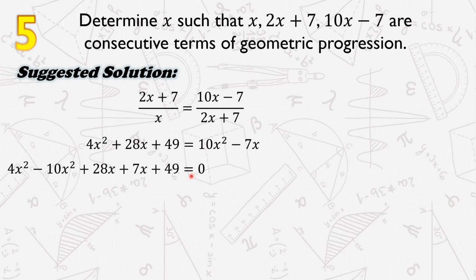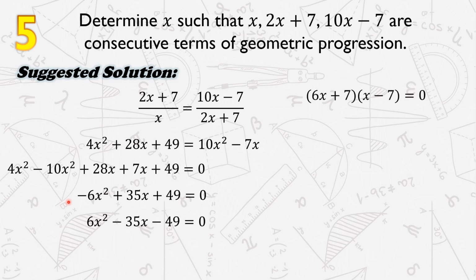Rewriting the equation with 0 on the right hand side, we have 4x squared minus 10x squared plus 28x plus 7x plus 49. Combining similar terms, we have negative 6x squared plus 35x plus 49 equals 0. To have the first term positive, we multiply all terms of this resulting equation by negative 1. And then by factoring, we have 6x plus 7 times x minus 7 equals 0.